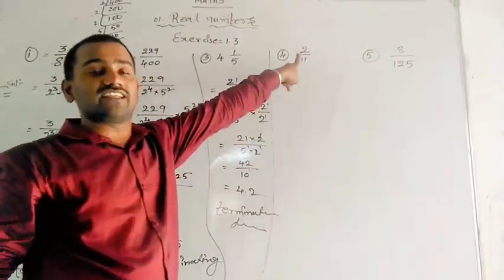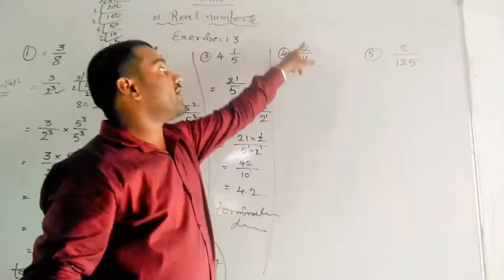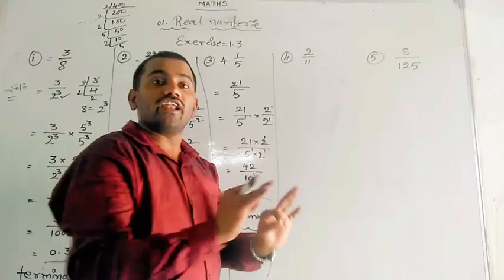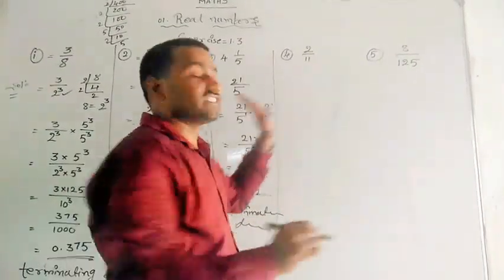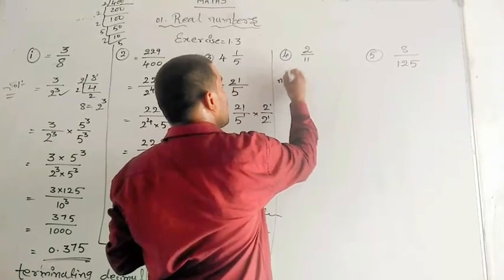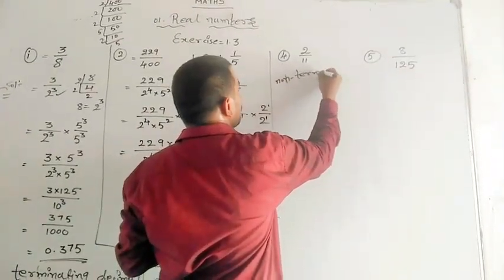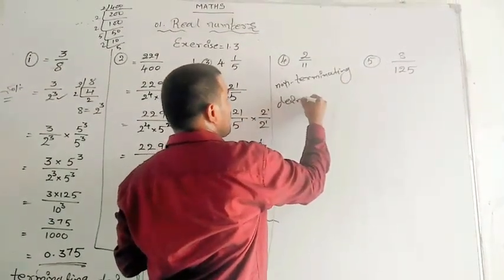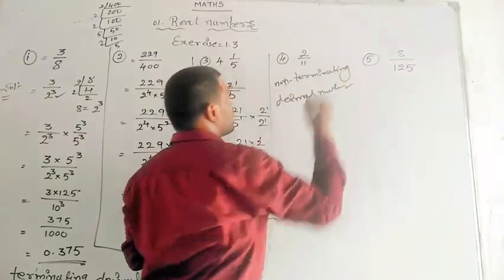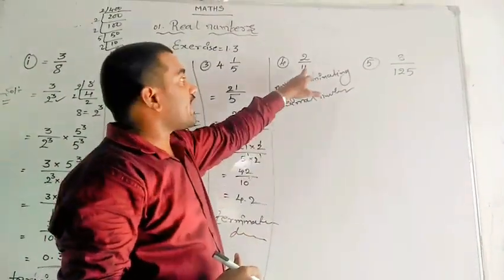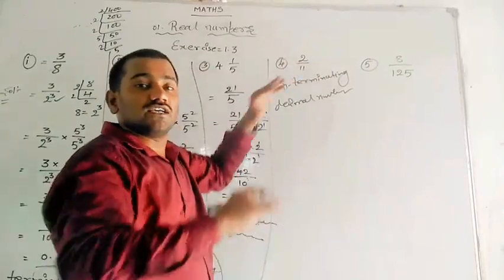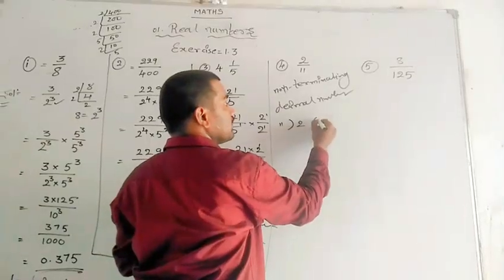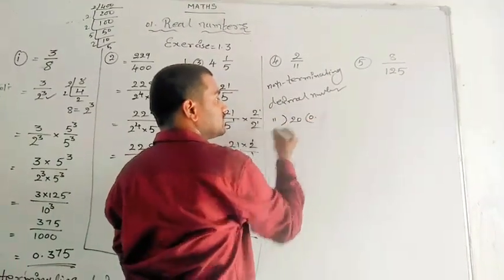Here let us see the fourth one. So 2 by 11. The prime factorization of 11: 11 is a prime number, we cannot factorize 11. So it is directly a non-terminating decimal number. If you try to express the p by q form of this, the decimal digits are uncountable. See, 2 by 11.